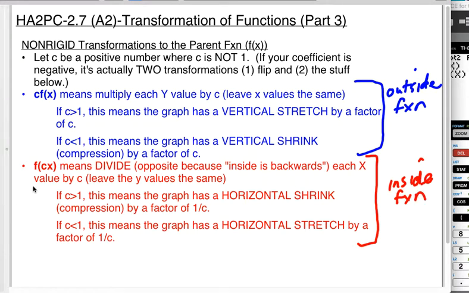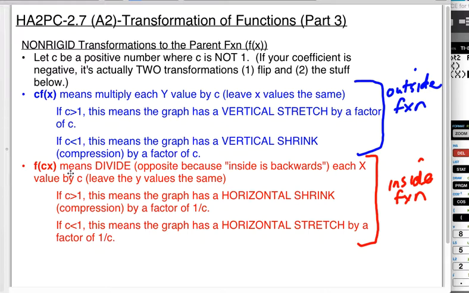We've seen that before. Changes inside the function are horizontal and backwards. So if that c is instead inside f of x, then instead of multiplying by c, what we're going to do is we're going to take each x and we're going to divide each x value by c, right? So meaning like multiply by 1 over c or divide by c. So you're going to leave all the y values the same, but again, it's the opposite of what you would think. You're not going to multiply the x values, you're going to divide them by c.